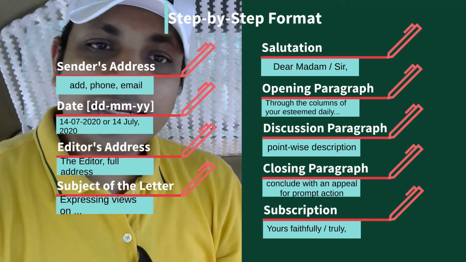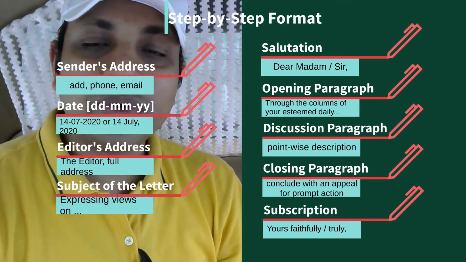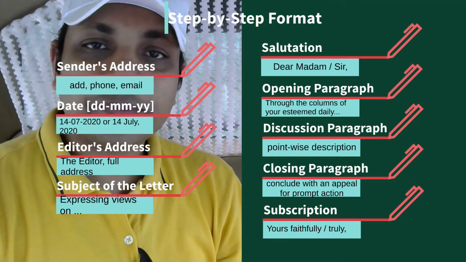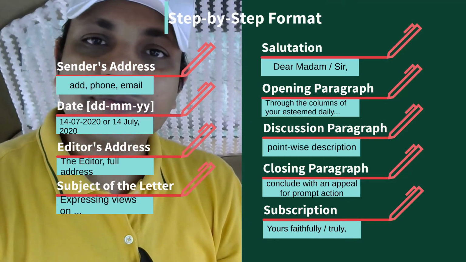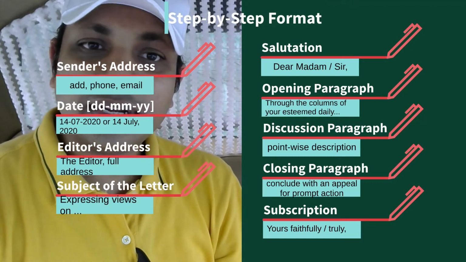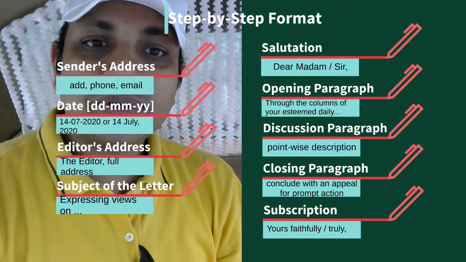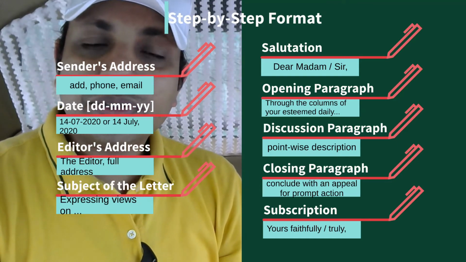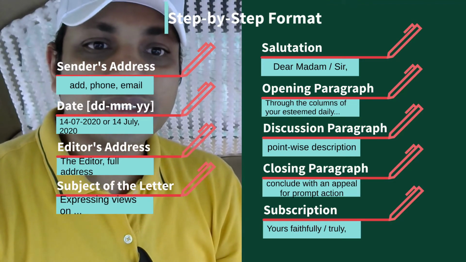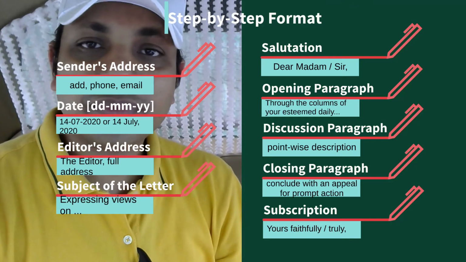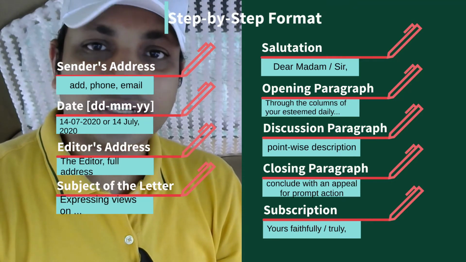Next, after leaving a line, is a discussion paragraph. This is the main content. You have to describe point-wise, citing examples, statistics, facts and figures. Leaving a line, you have to write the closing paragraph. The closing paragraph should show that you want to draw the attention of the concerned authorities. You are making an appeal for prompt action, or you are bringing awareness among the general masses.